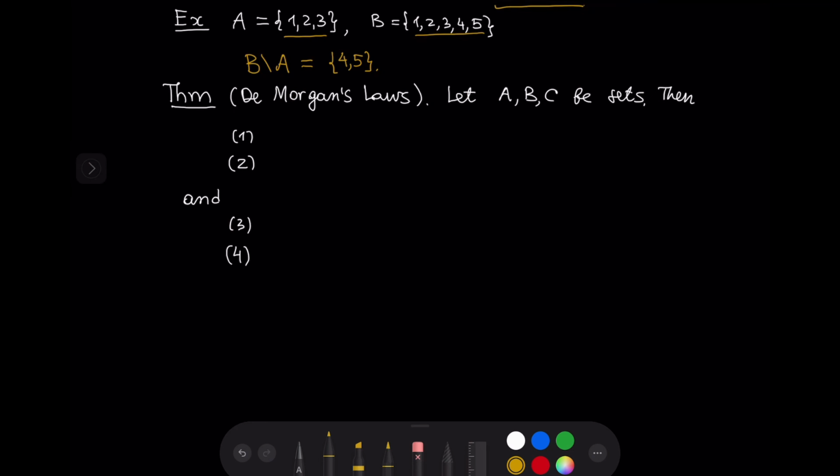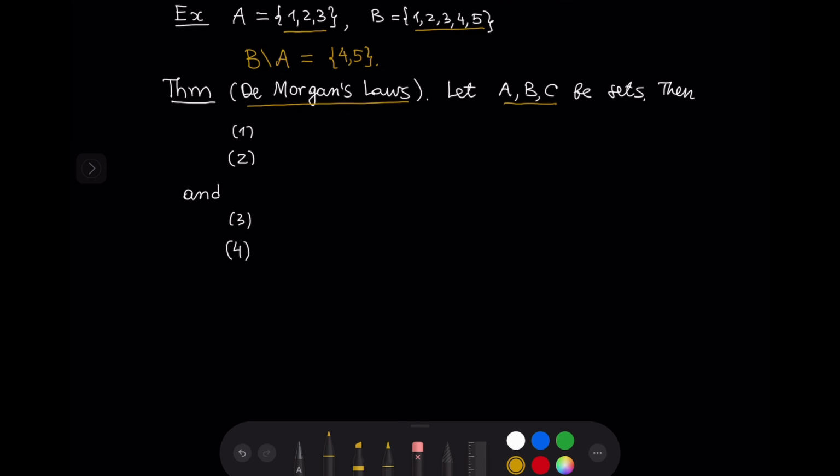So let us state something that is very useful with computing complements of sets, which is called De Morgan's laws. So let A, B, and C be sets. Then if we want to compute the complement of A intersected with B, we need to compute A complement and B complement and then find their union. And A union B complement is A complement intersected B complement.